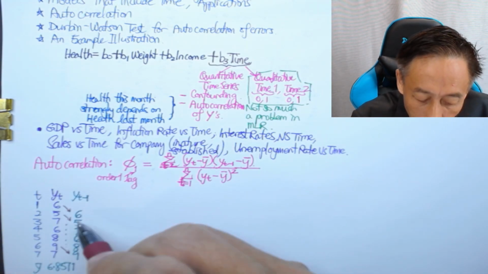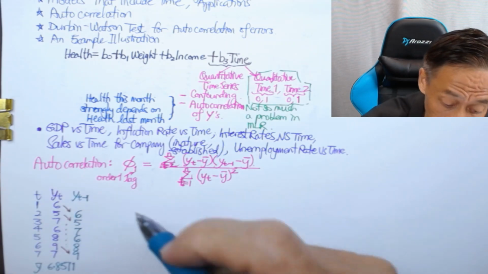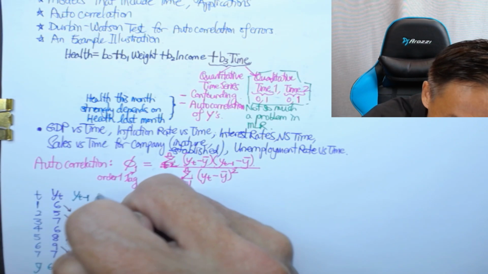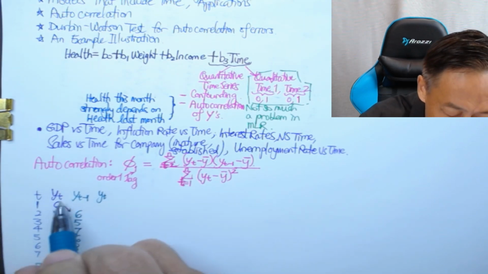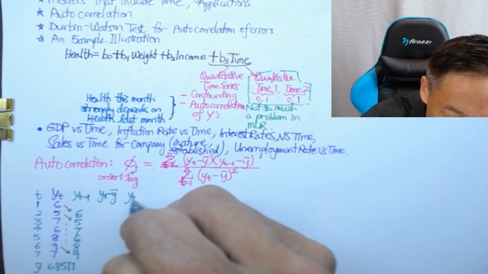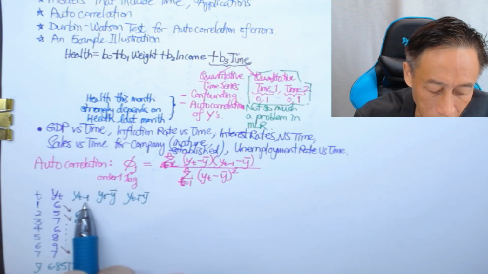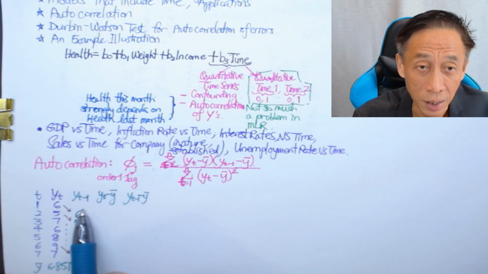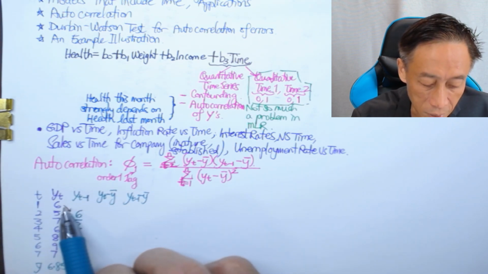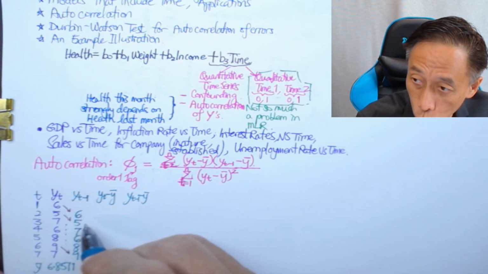Okay, so then what? Then we want to calculate two things. We need this and this, right? So we need y at time t minus y bar, okay? And we need y at time t minus 1 minus y bar. Because y at t minus 1 doesn't exist, undefined, right? Because we are talking about time 0, which is undefined. So we're going to skip this. This doesn't exist.